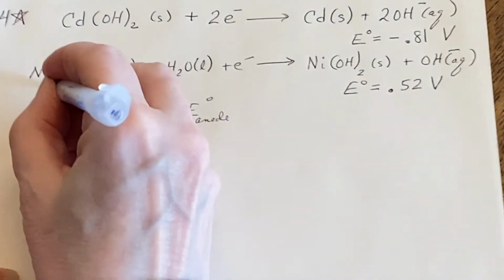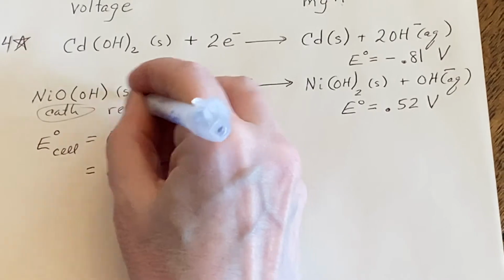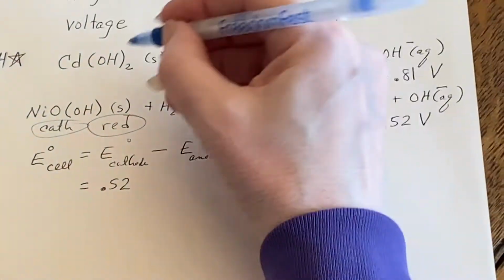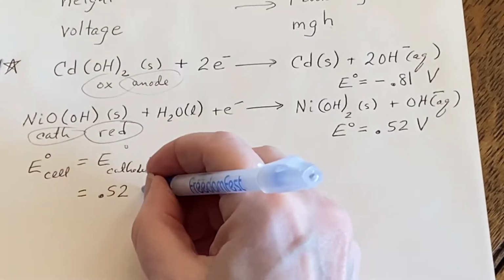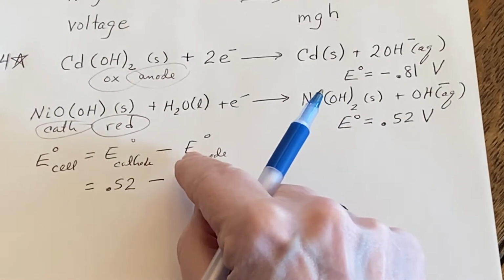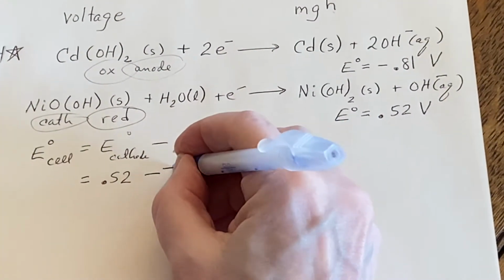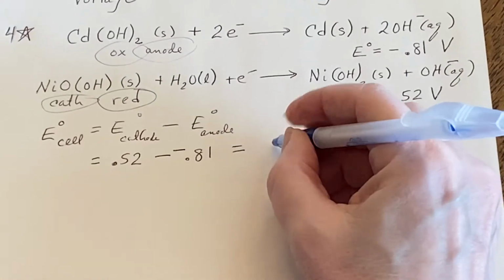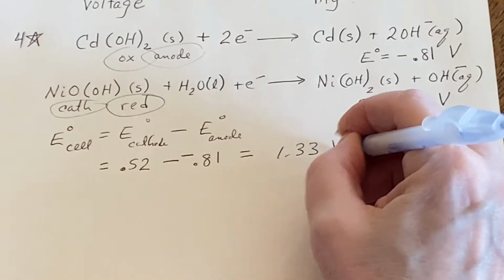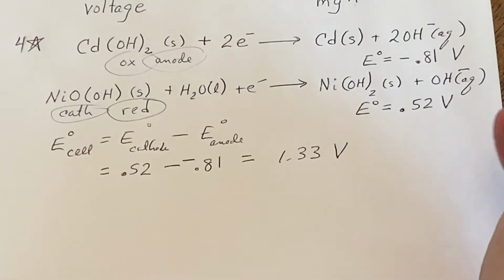So I can say that this is the cathode, and that means red cat, so this is the reduction. That means this one is going to be the oxidation, and this is the anode. And then I'm going to subtract the one that happened at the anode. So I'm subtracting the negative 0.81, which means that overall I'm going to get 1.33 volts out of a NiCad battery.